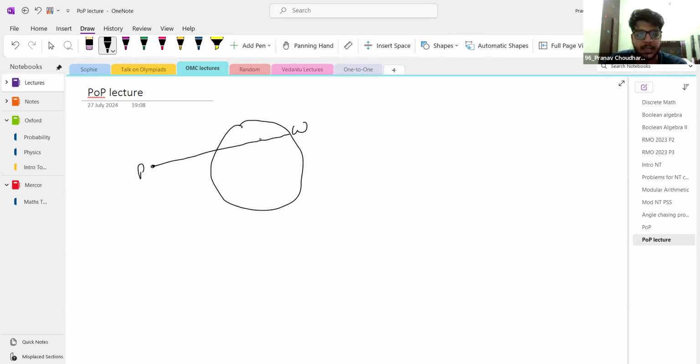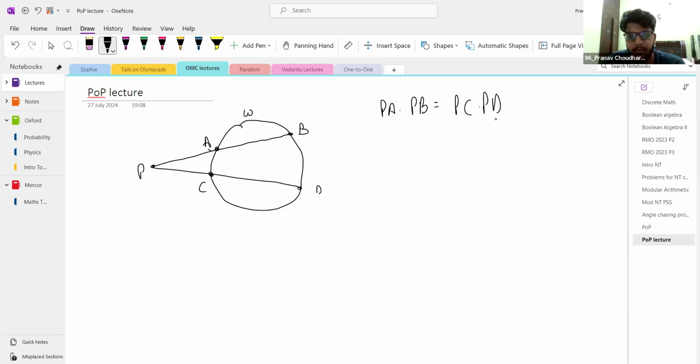And you have this one segment which intersects the circle at two points, A and B, and at two other points, C and D, another segment. So I need to show that PA into PB equals PC into PD. This seems like an unmotivated length relation, because you can take any two random segments and this relation holds. Why should this be true?